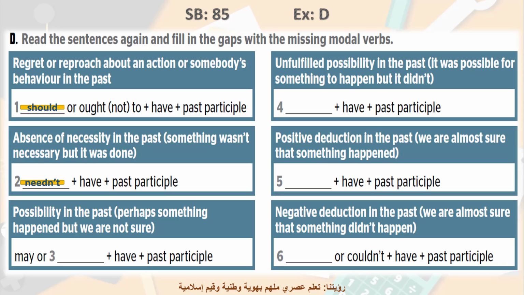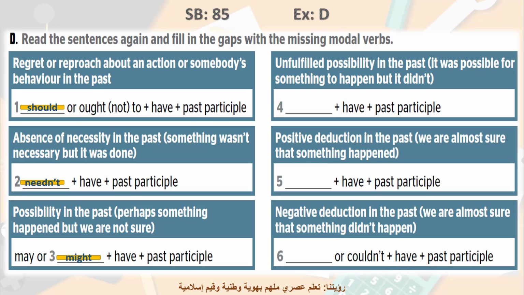Number 3, possibility in the past. It means something that perhaps something happened but we are not sure. Maybe ربما يكون شيء ما قد حدث ولكننا لسنا متأكدين. We can use may or yes, might have plus past participle.